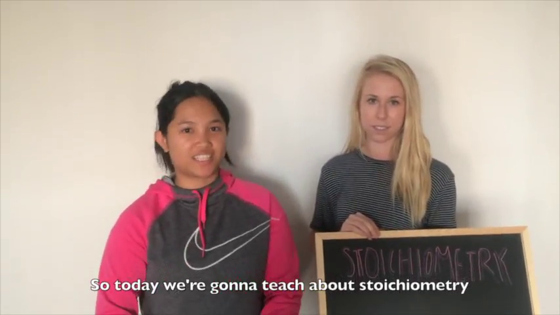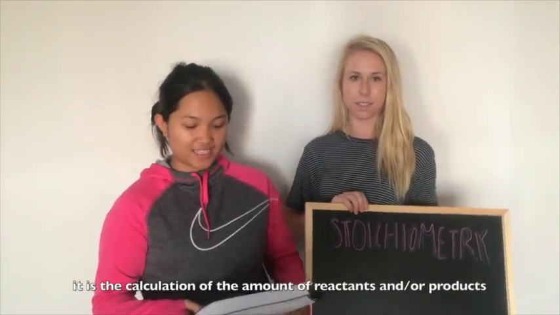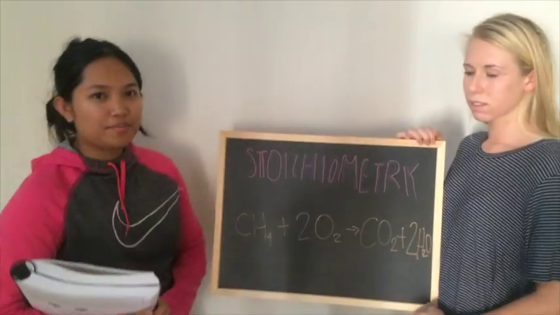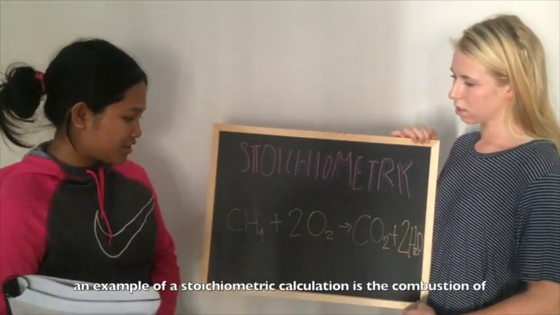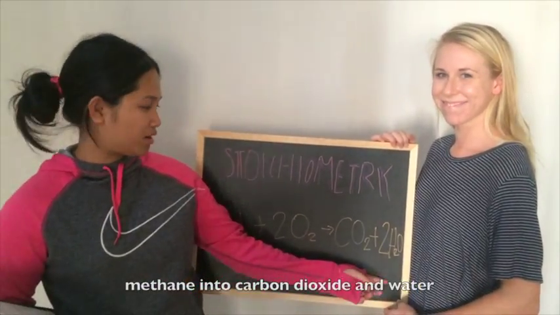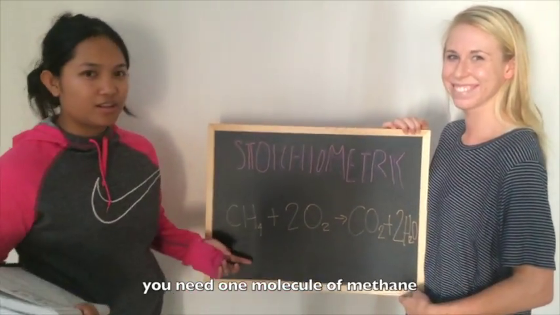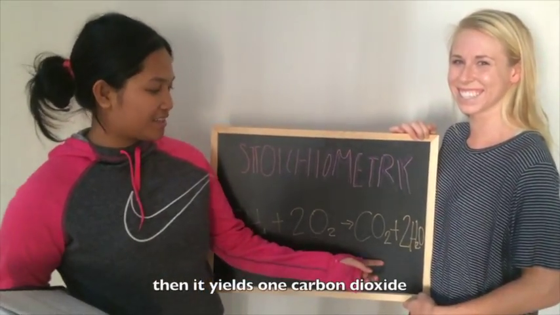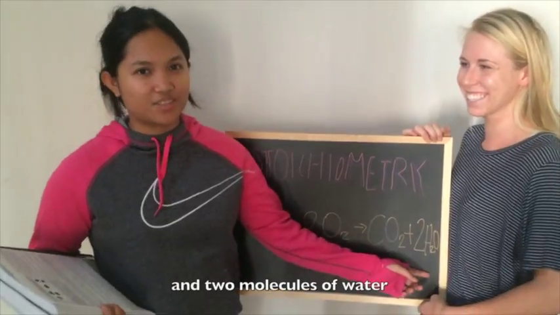Okay, so today we're going to teach about stoichiometry. It is the calculation of the amounts of reactants and/or products in a chemical reaction. An example of a stoichiometric calculation is the combustion of methane into carbon dioxide and water. You need 1 molecule of methane and 2 molecules of oxygen gas, and it yields 1 carbon dioxide and 2 molecules of water.